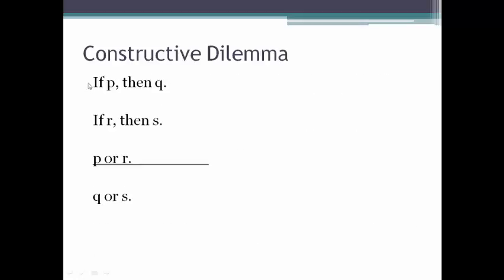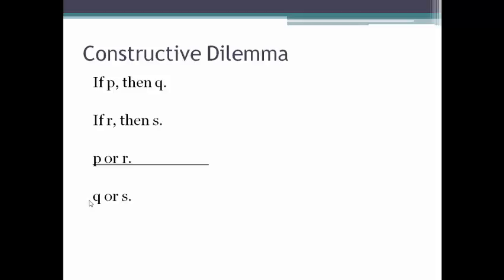The first premise, a conditional, if P then Q. Second premise, also a conditional, with a completely new antecedent and consequent, ones that we haven't seen yet. So we have if R, then S. The third premise, P or R, then we conclude from this Q or S. This is a valid argument form, meaning that whenever all three of these premises are true, then this conclusion will be true. But it might not be obvious right away why this is so.